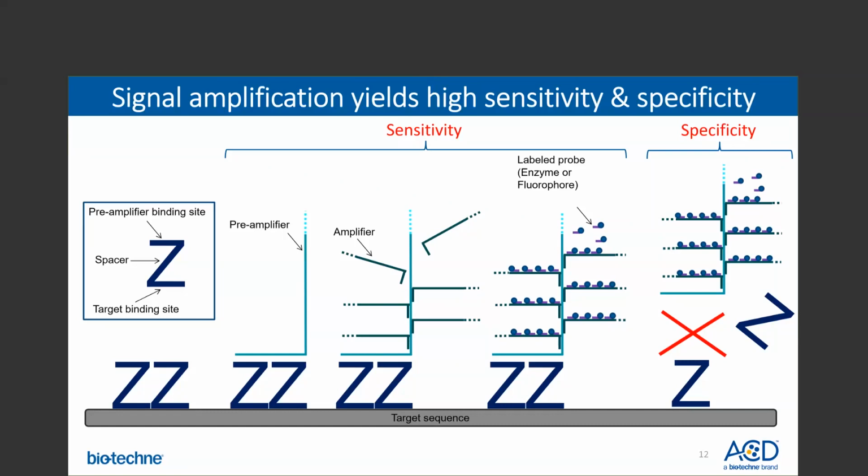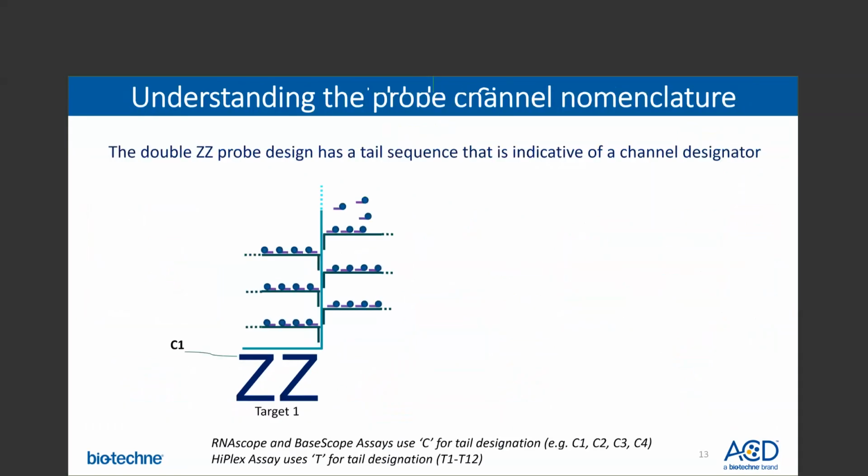The other thing, as I mentioned on the introduction slide, is that you can look at multiple mRNA molecules at the same time. And this is what brings into play the probe channel nomenclature. In order to look at multiple probes at the same time, the double Z probe has a tail sequence that is indicative of a channel designator.